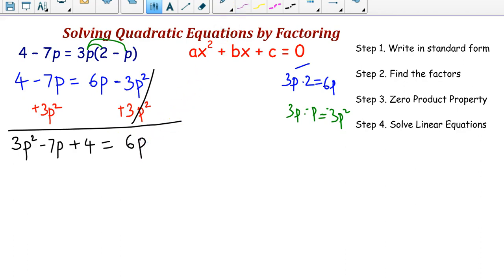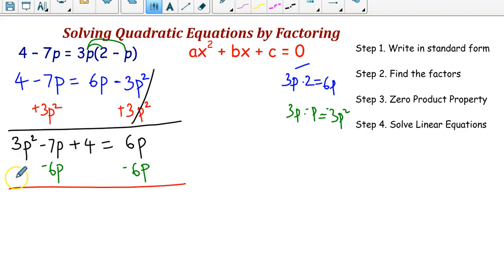Now in the next step, let us cancel off that 6p also. Subtract 6p, minus 6p, minus 6p. I'm writing it right under 7p because they are like terms. Okay, now we are good up to this point. First step, I distributed and I got 6p minus 3p square. Then I cancelled off 3p square by adding 3p square on both sides. Now I am subtracting 6p.